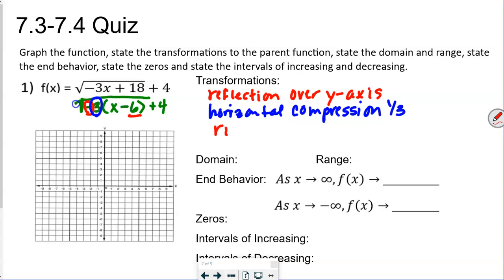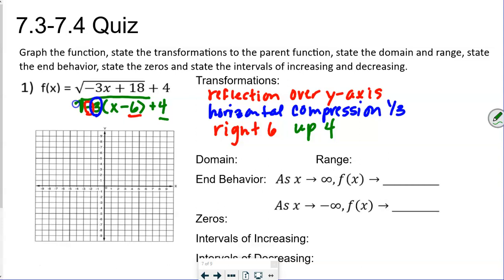Then we need to talk about this value right here. So that means it's going right 6. And then the last one is this 4 right here. So it means it's going up 4. Okay? So remember that when we're talking about this, all of these problems had a reflection over the y-axis. They had a horizontal compression of whatever that value was over with 1 over it.